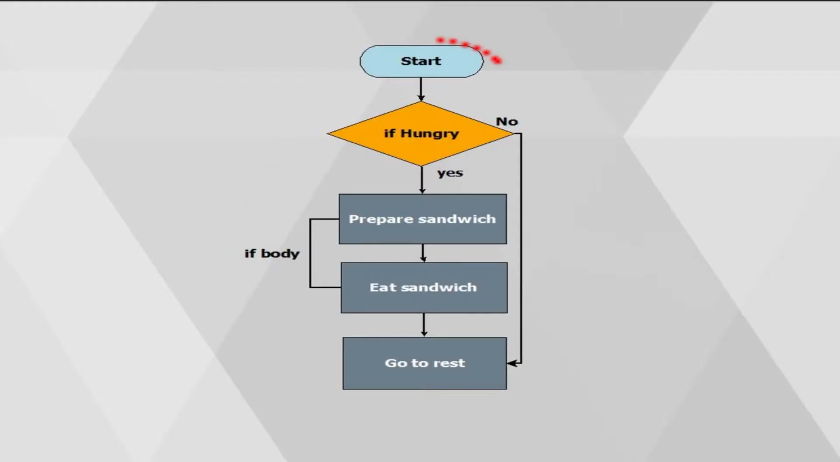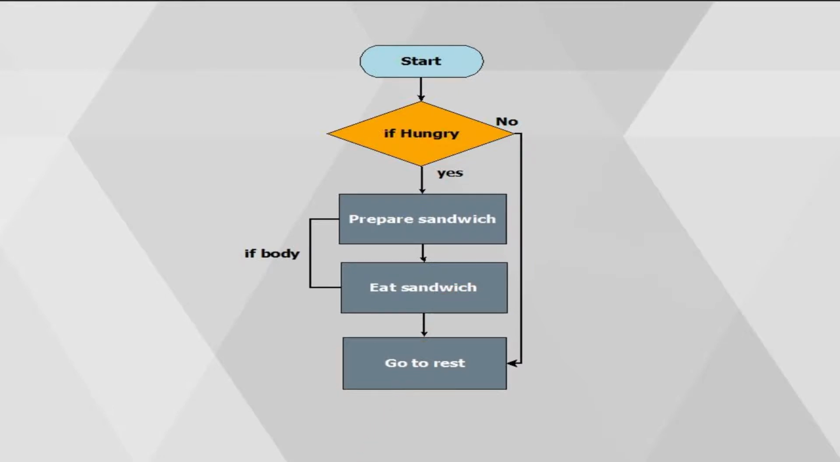This is the flowchart of the if conditional statement. Here we are starting our program. This is the if condition, and this hungry is a Boolean expression. Remember, an expression evaluates to true or false. If it is true, it means if and only if we are hungry, go and execute this statement, prepare sandwich, go to the next statement, eat sandwich, and finally execute the last statement, go to rest, which is outside the if body. If it is not true, meaning we are not hungry, directly jump to the last statement, go to rest, and skip these two statements.